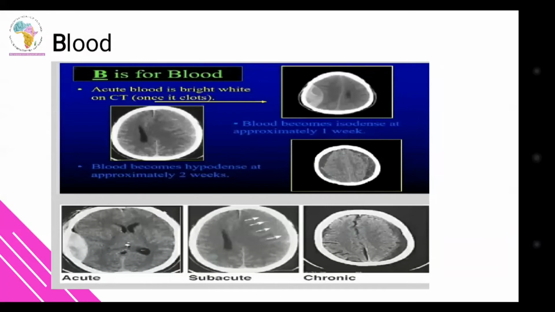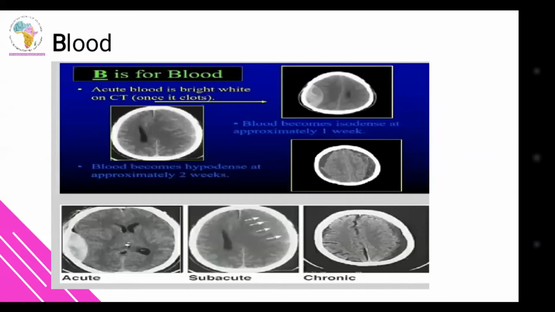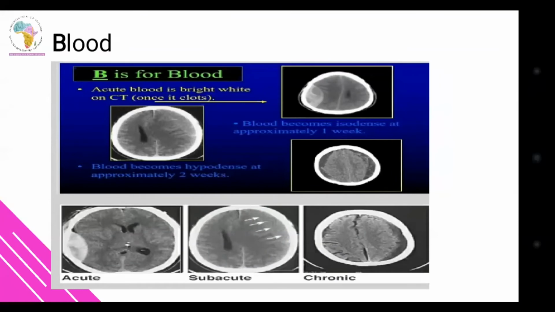Of similar lesions, here it's just to distinguish the acuteness of the hemorrhage. Here you have an acute one. Here you have a subacute subdural, you see it's isodense, almost similar density to the brain. Here you have a chronic one, now it becomes hypodense due to hemolysis of the blood. So that's what makes it hypodense as time goes on, because there's hemolysis.